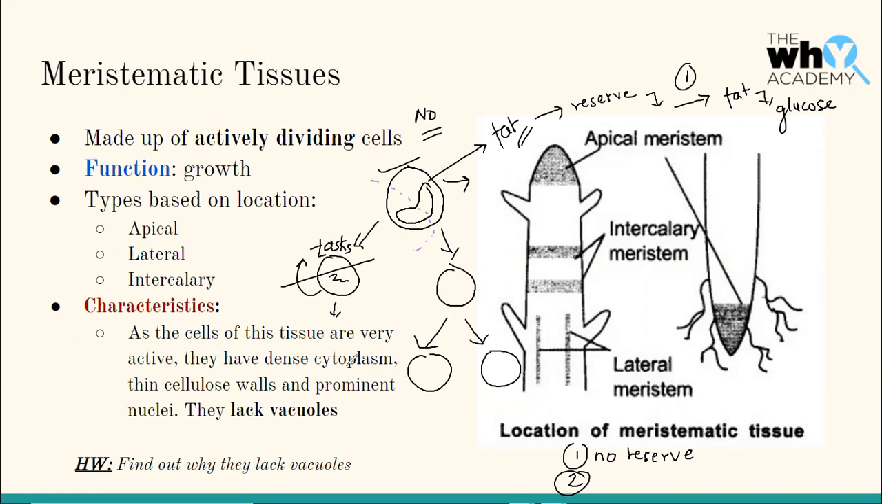So because of these two reasons, they don't have vacuoles. All these points have the same reason: they have dense cytoplasm, thin cell walls, prominent nuclei, and they lack vacuoles, because their main function is cell division, right? That's all.